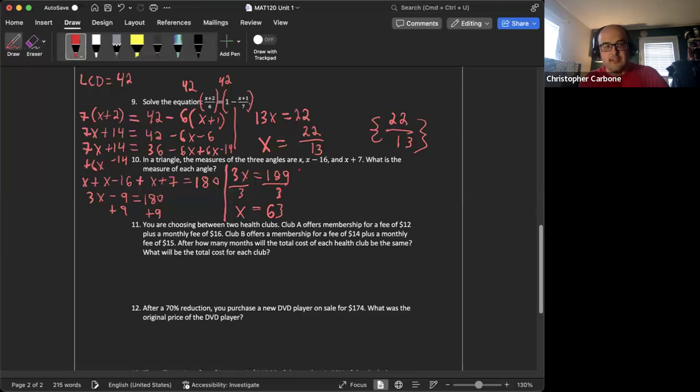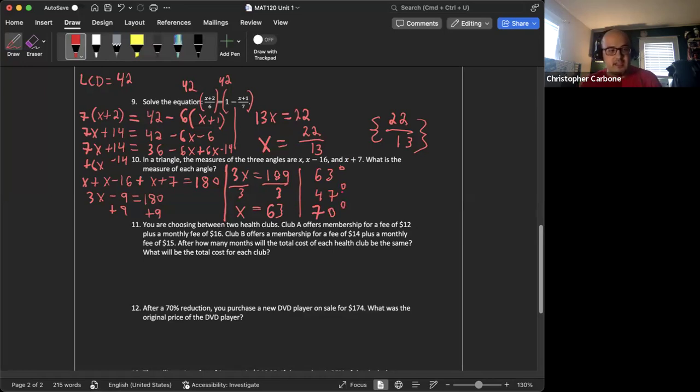And with that being said, we have our three angle measurements. 63 degrees. The second one took 63 minus 16, so that makes 47 for the second one. And the third one wanted to add 7 to the 63, which would make 70 degrees for the three angle measurements.